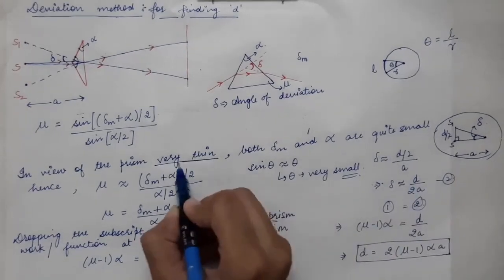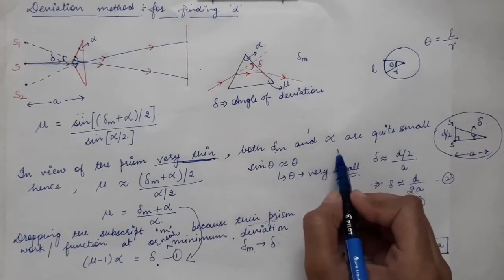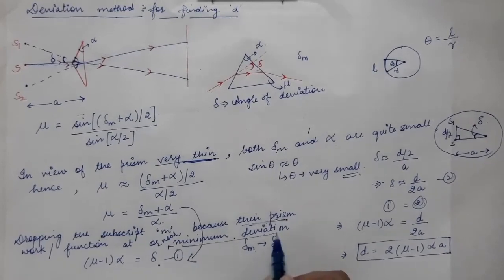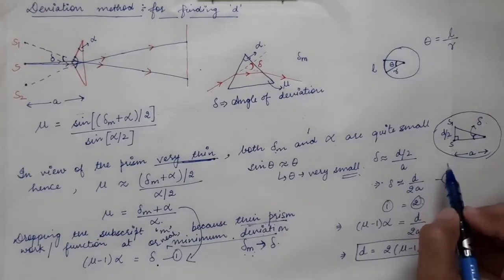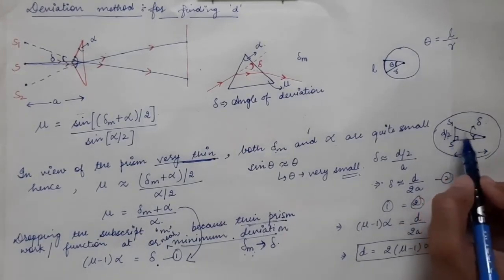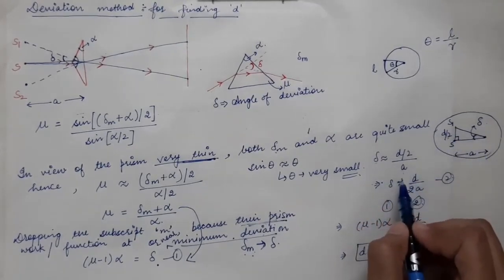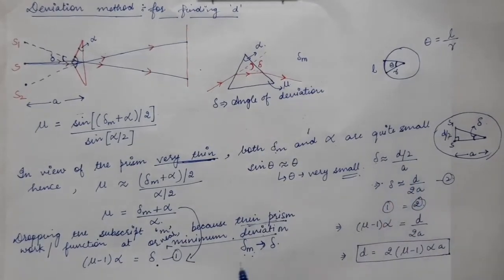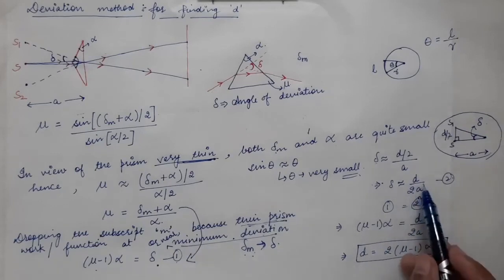So this was the first approximation, that we are using a thin prism, and hence delta m and alpha are very small, and also for the case of a thin prism, they function at minimum deviation. So delta m can be equated to simply delta. The next approximation is that d by 2 is also very small, and hence delta can be approximated to d by 2 divided by small a, and from here delta will be approximately equal to d by 2a. So we have the first equation, delta is equal to mu minus 1 times alpha, and over here we have delta is equal to d by 2a.